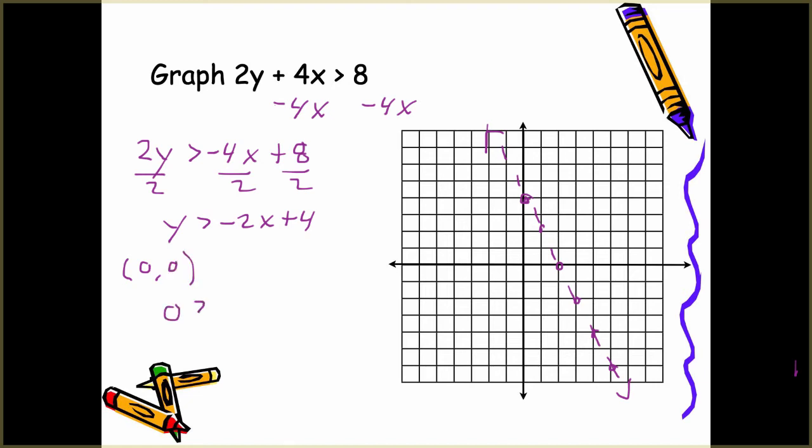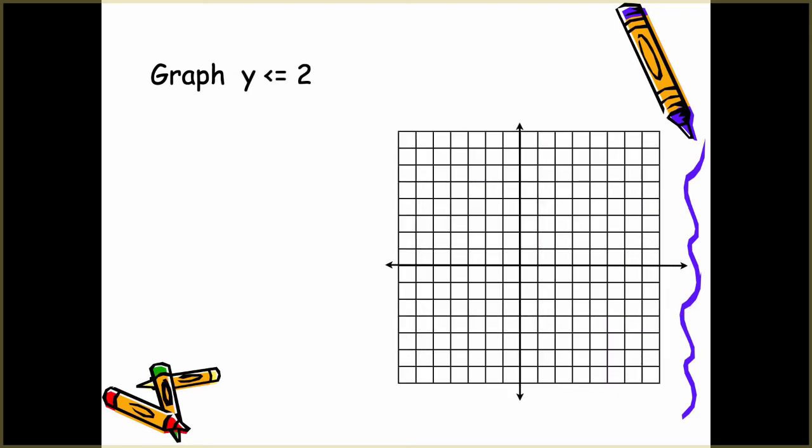So 0 is greater than -2 times 0 plus 4. Is 0 greater than 4? It is not. So 0, 0 is not in our shaded area. It is not a solution. So we have to shade up and to the right. And this is the graph, and the solution for 2y plus 4x is greater than 8.